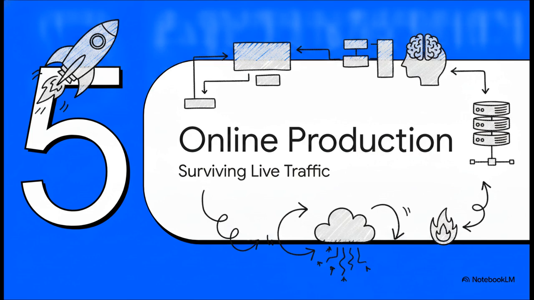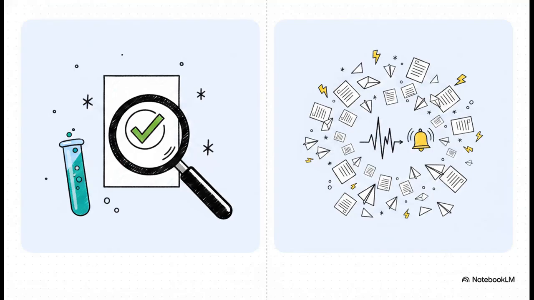Moving on to Section 5, Online Evals and Production Monitoring, or, as I like to call it, surviving live traffic. Okay, so once your offline metrics look great, you hit deploy. Awesome. But the work definitely doesn't stop there. The dichotomy between offline and online is super stark. Look at it this way.